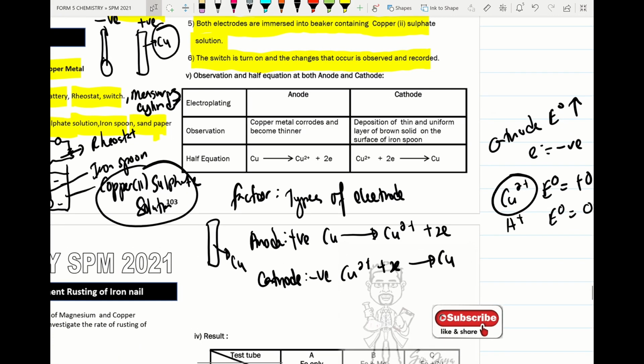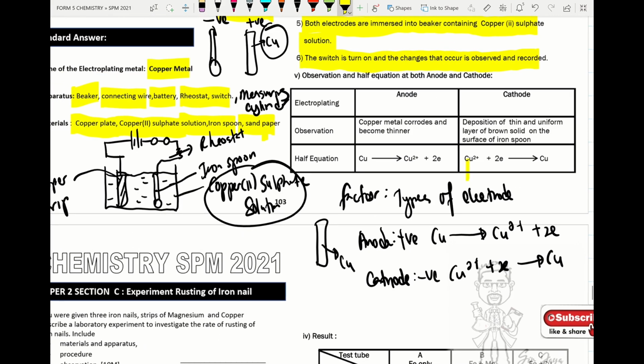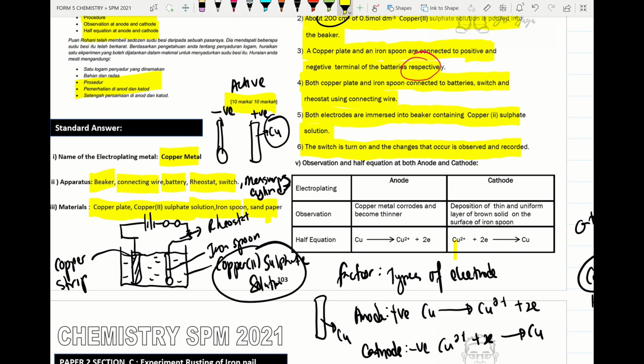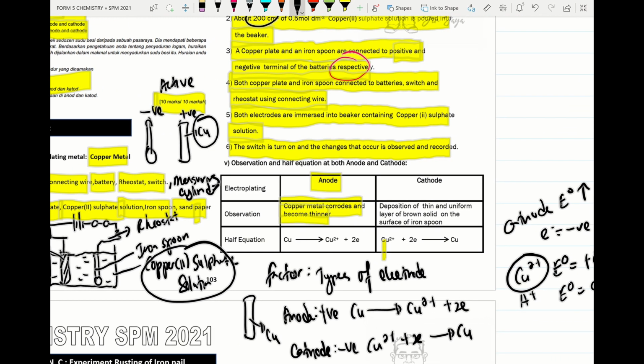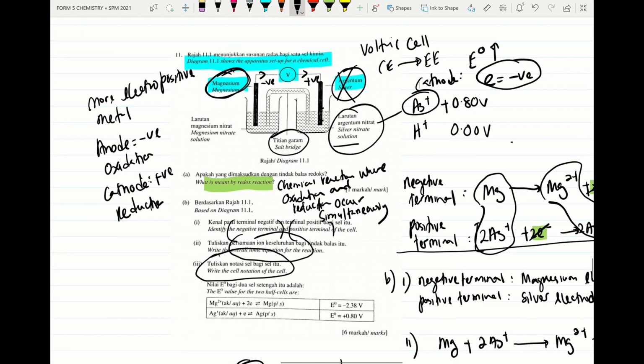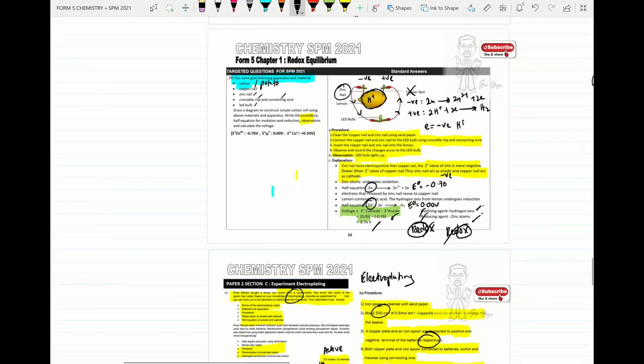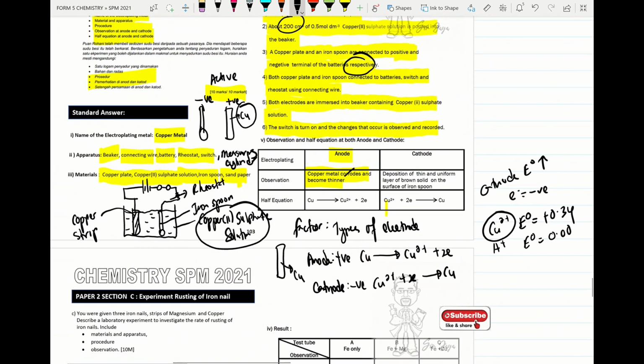Please check the observation. They ask for the observation at the cathode and anode, so please check the requirement of the question. I use a table. Observation at the anode: the copper plate, copper metal, corrodes and becomes thinner. We do not need to use corrodes, just put that the copper strip becomes thinner.